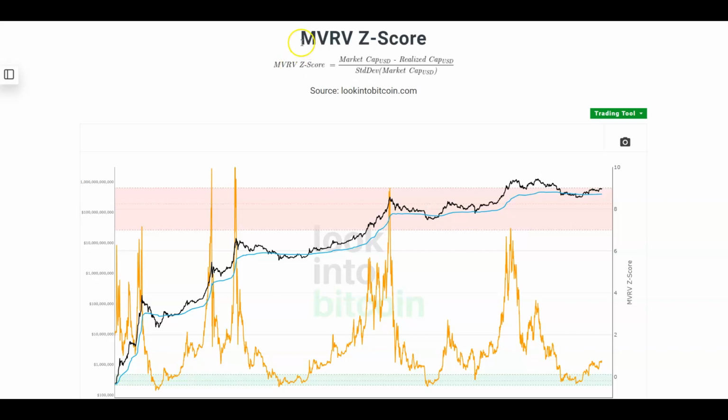Now, MVRV, on the other hand, has historically helped find tops and bottoms in the cycle. Okay, intra-cycle, maybe not going to help you too much. But what we're looking at here is the market cap against the realized cap, which would be when coins last moved. So it kind of looks at unrealized profits or losses, right? Because if the market cap is 8x the realized cap, that says there are a lot of coins that haven't moved yet that have unrealized profits.